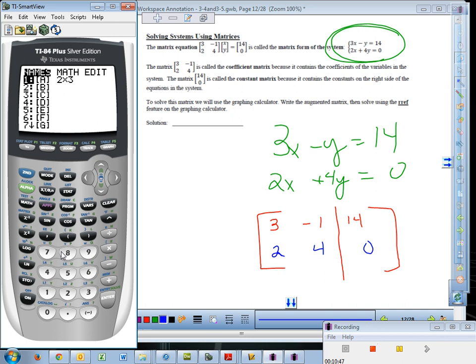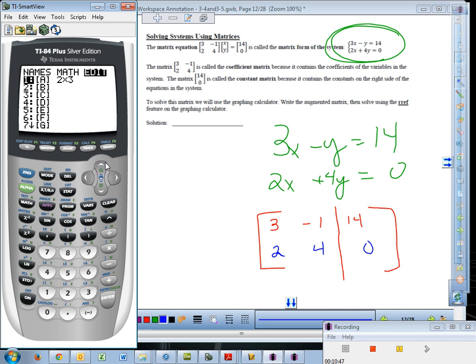It depends on if your calculator's new or it was somebody else's. But in here, we need to scroll over to the edit menu right there. And you have a bunch of options for all the different matrices. You can have like 7, I don't know, maybe 10 different matrices at one time. Right now, to see how I have matrix A right here.